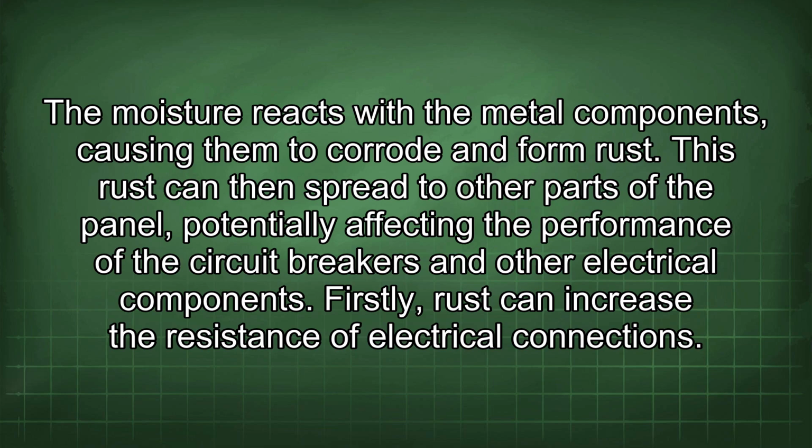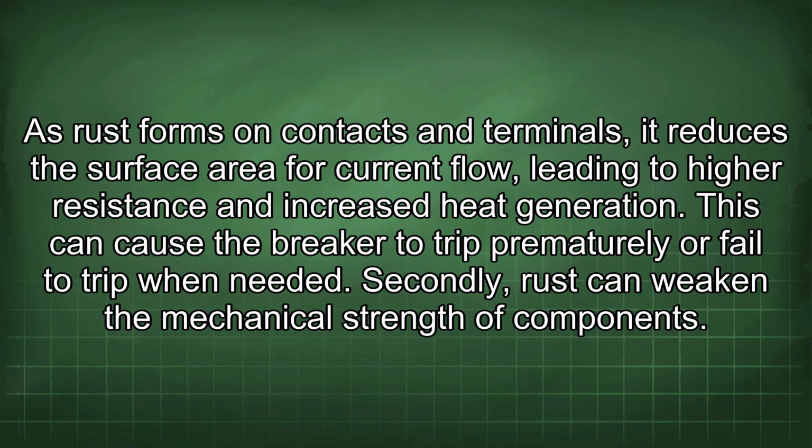This rust can then spread to other parts of the panel, potentially affecting the performance of the circuit breakers and other electrical components. Firstly, rust can increase the resistance of electrical connections. As rust forms on contacts and terminals, it reduces the surface area for current flow, leading to higher resistance and increased heat generation. This can cause the breaker to trip prematurely or fail to trip when needed.